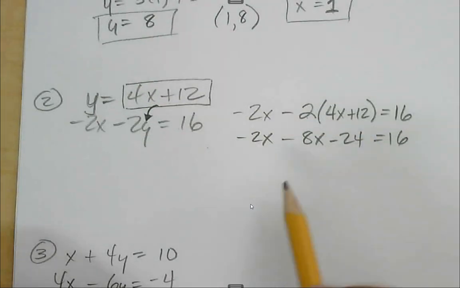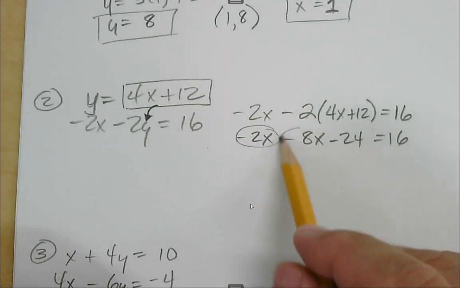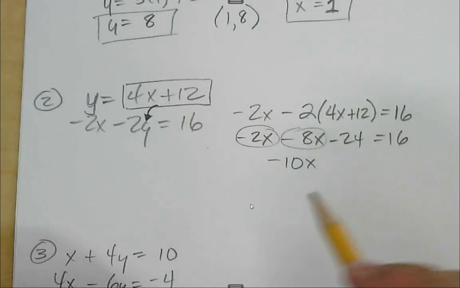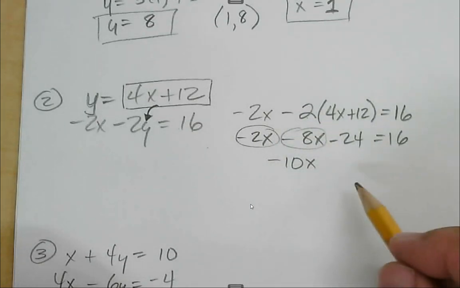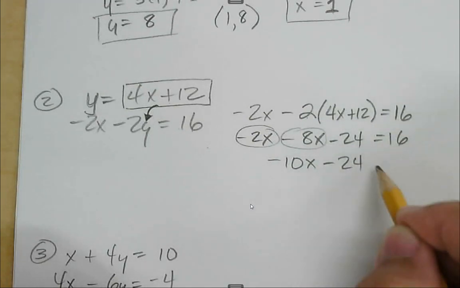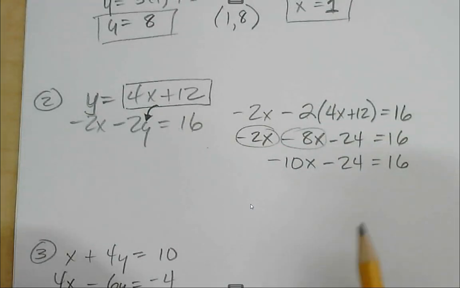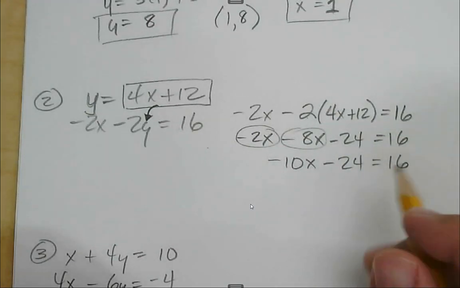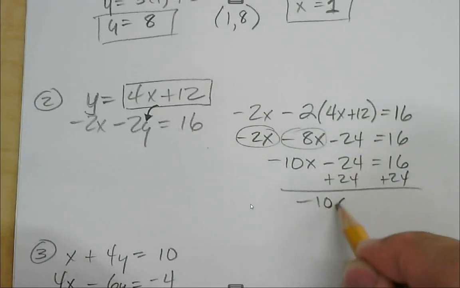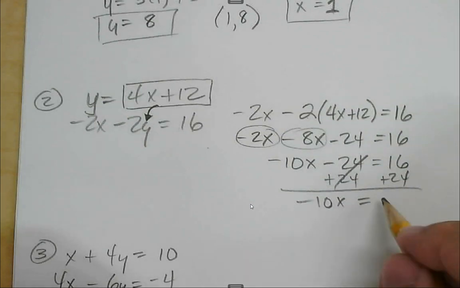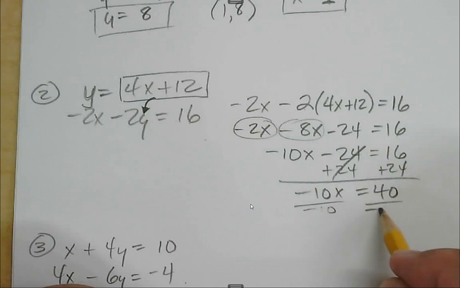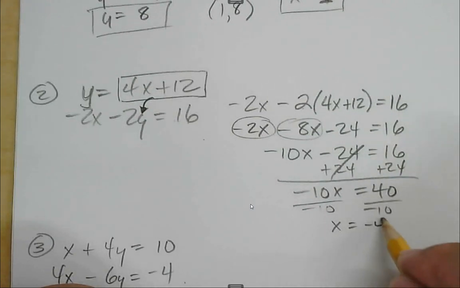Now I have to go through and collect any like terms. So I've got a negative 2x, I've got a negative 8x. So that makes negative 10x. You can already see that this is a lot more work algebraically than maybe we're used to. So go ahead and carry down our negative 24 equals 16. Now I have to add 24 to both sides. So if I add 24 to both sides, I'm going to get negative 10x equals 40. And then I divide by negative 10. And that gives me x equals negative 4.